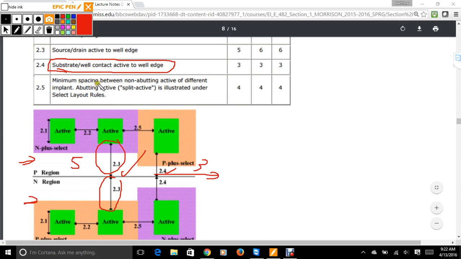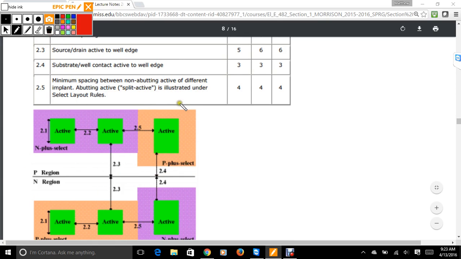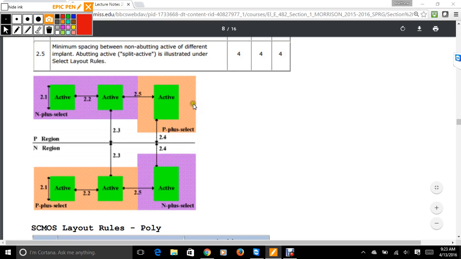And then 2.5 is the minimum spacing between non-abutting active of different implants. So basically what's going on here is that you have some sort of different dopant, right? So for some reason they have flipped this. They have the N well, and then for sizing, you see how they've actually flipped the PMOS and the NMOS here in some sort of different sizing based on different active size here. And so as a result, you need this distance here of 2.5.